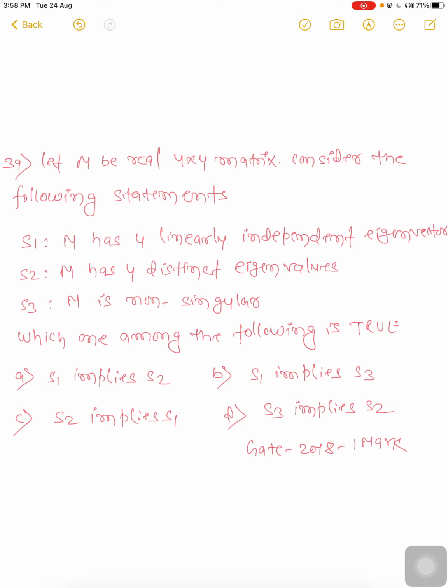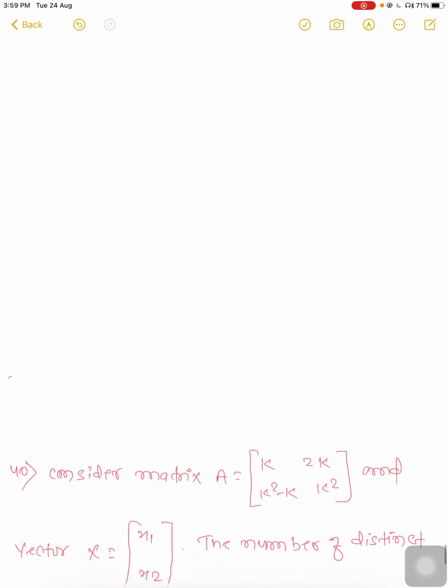Let M be a real 4 by 4 matrix. Consider the following statements. S1: M has 4 linearly independent eigenvectors. S2: M has 4 distinct eigenvalues. S3: M is non-singular. Which one among the following is true? So S2, M has 4 distinct eigenvalues, and M has 4 linearly independent eigenvectors. So S2 implies S1. Okay, so the right answer will be S2 implies S1, and there is no meaning for S3 here, singularity and all those things.